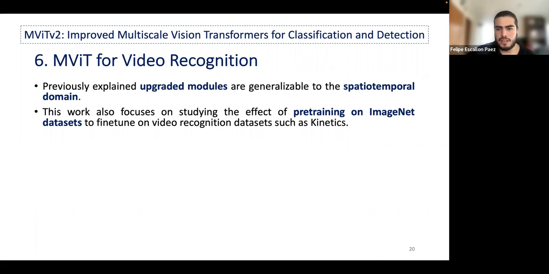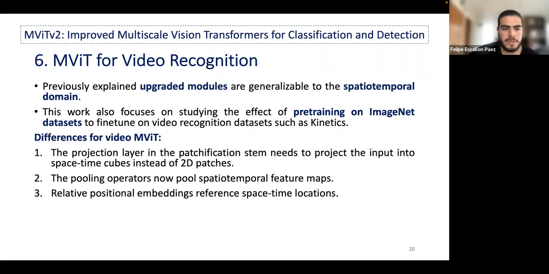In video recognition, as I already mentioned, there are not many changes. There are only changes in how we have to understand them. So first, the projection layer in the patchification is now not only a 2D patch, but becomes a 3D space-time cube where we have all the frames. Second, the pooling operators now pool spatio-temporal feature maps, as I already mentioned. And third, the relative positional embeddings reference the space-time locations. When I mentioned the width, the height, and the time, now in this application we will have that time component.